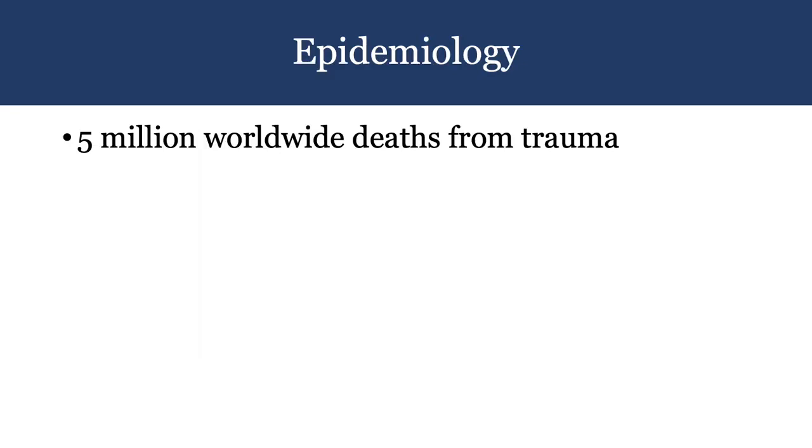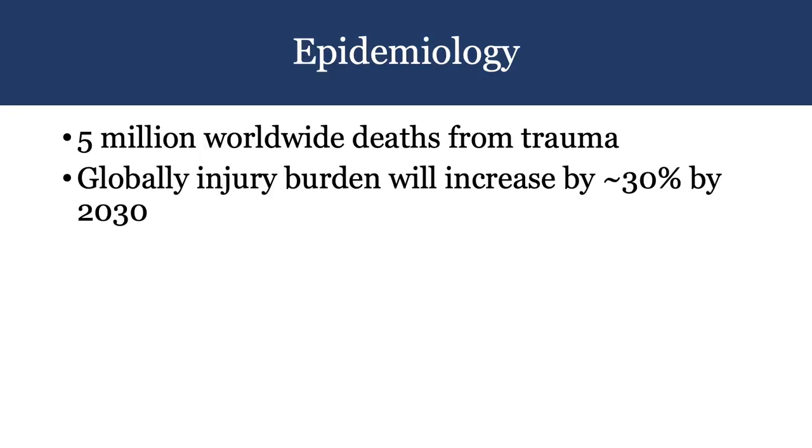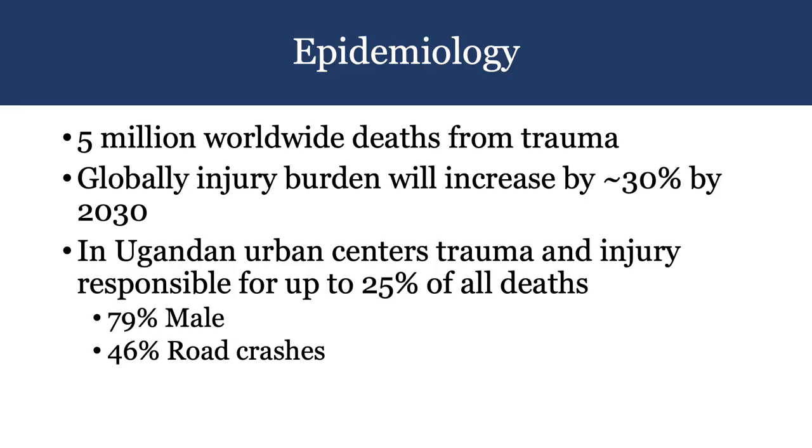So there are about 5 million deaths worldwide from trauma, and the burden of this mortality will be increased by 30% by the year 2030. In Uganda here, urban centers usually account for 25% of all deaths related to trauma. And most of these deaths are male, 79% of these. And most of the injuries are caused by road traffic crashes, 46% of these.